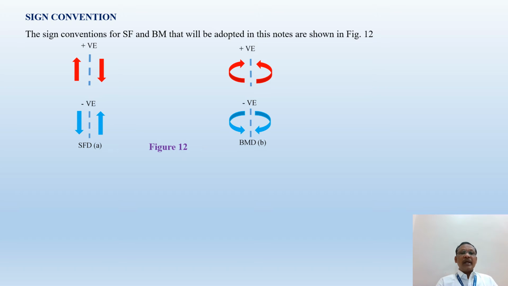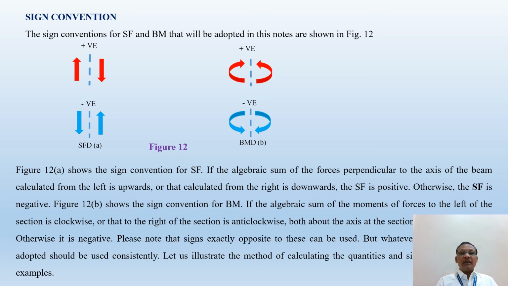So here, normally upward is taken as negative and downward is taken as positive, in the sense that you are coming from right to left. Then the sign conventions for the bending moment: anti-clockwise moment is taken as positive and clockwise moment is taken as negative if you are coming from right to left. And if you are moving from left to right, then the clockwise moment is taken as positive and anti-clockwise moment is taken as negative. So these are some sign conventions used while you are discussing the shear force and bending moment diagram.